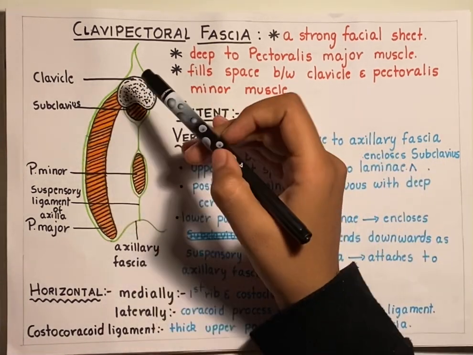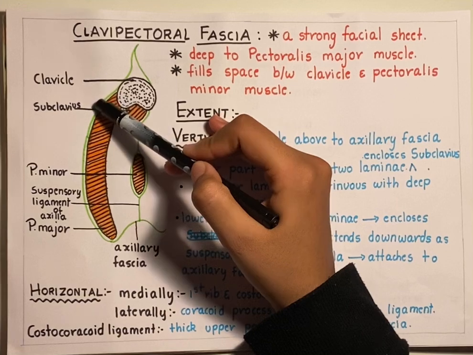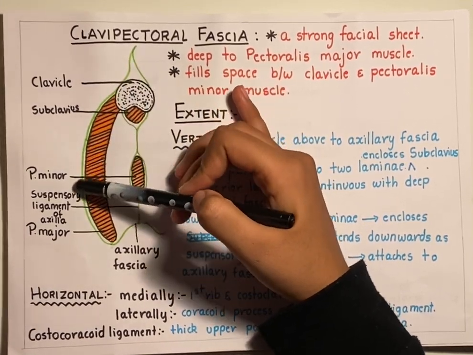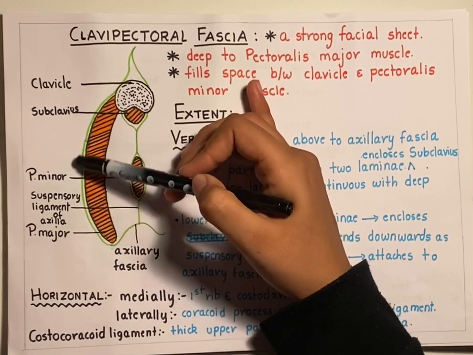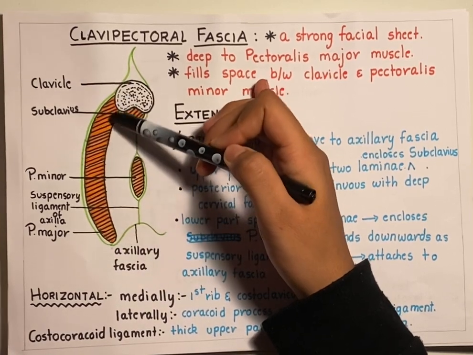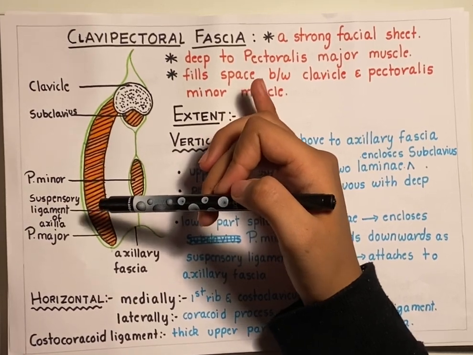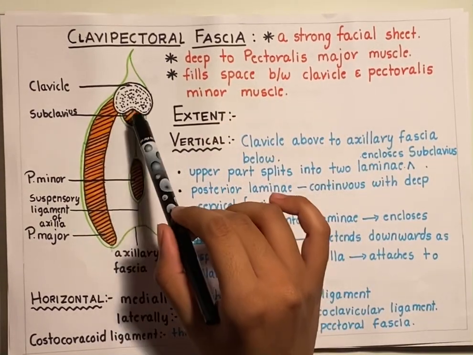The deep fascia covers the pectoralis major muscle. This deep fascia covering the pectoralis major muscle is known as the pectoral fascia. When you reflect this pectoralis major muscle, that is when you come across the clavipectoral fascia.